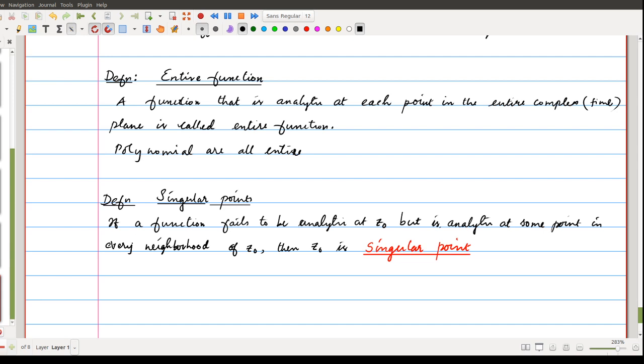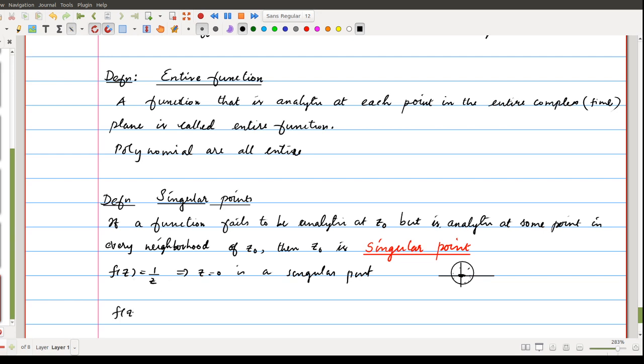For example, if we consider f of z equal to 1 by z, then we can say that z equal to 0 is a singular point, because if we consider the point 0, the function is not analytic at z equal to 0. We already saw that this function is not analytic at z equal to 0, but if we choose any neighborhood of 0, then we will get some point of this neighborhood at which this f is analytic. So z equal to 0 is an example of a singular point of f of z equal to 1 by z.